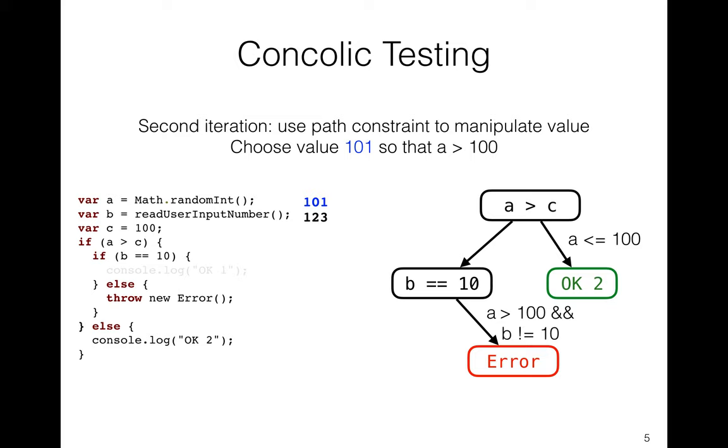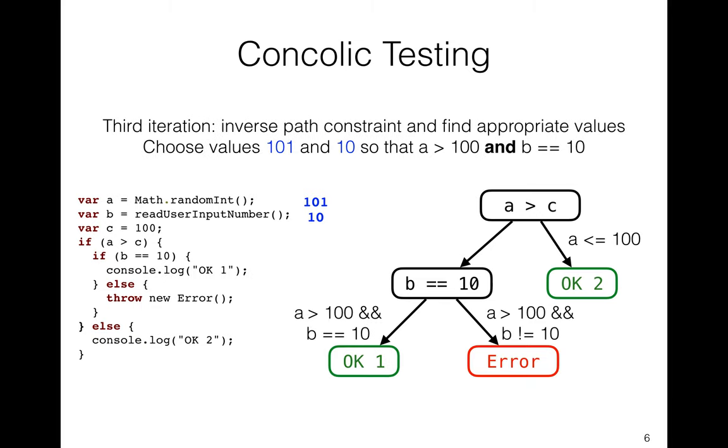In the second iteration, the tester uses the path constraint from the first iteration to find a new path that it can explore. In this case, the tester inverses the condition, uses it in an SMT solver to compute a value for A so that the inverse condition is true, and re-executes the program. While defining A, the tester overrides the call to random int in order to assign the value 101 to A so that the selected path is automatically executed. The tester executes the program, collects the path constraints, reports the error, and moves on to the third iteration.